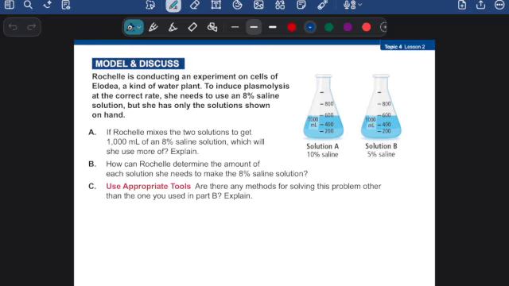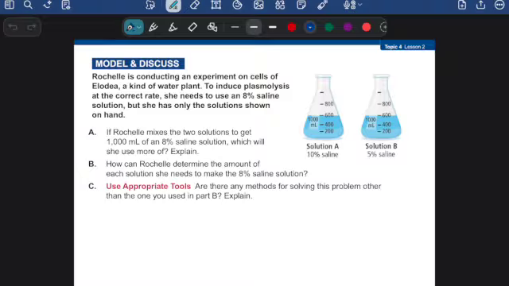In the model and discuss, we have Rochelle conducting an experiment, and she needs to create an 8% saline solution from these two. She has a 10% saline solution and a 5% saline solution. So similar to what we did in Topic 1, where we had to combine different concentrations, we're going to write two different equations to figure out how much of each she will need.